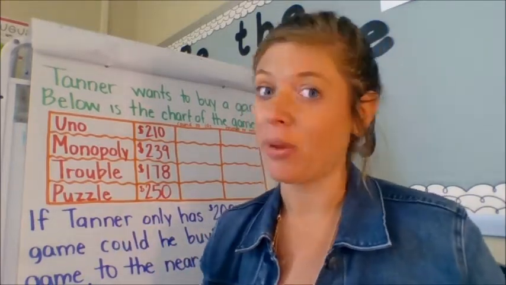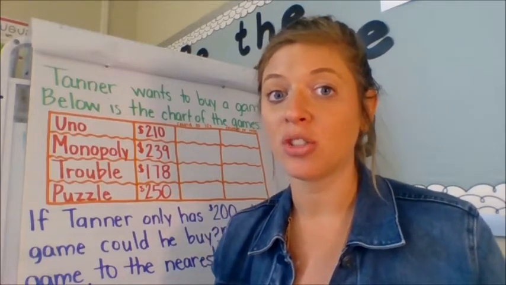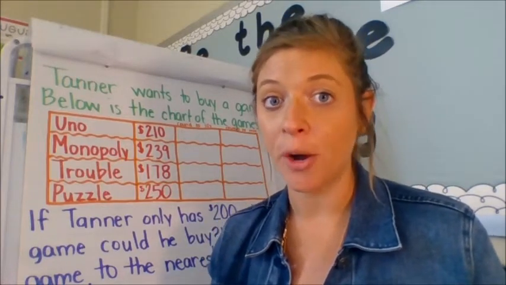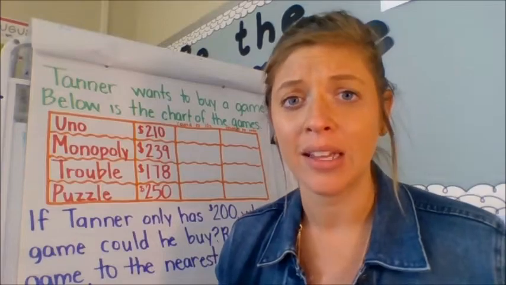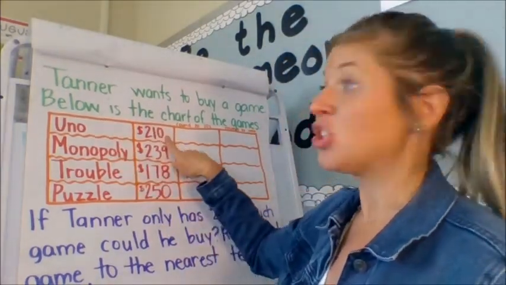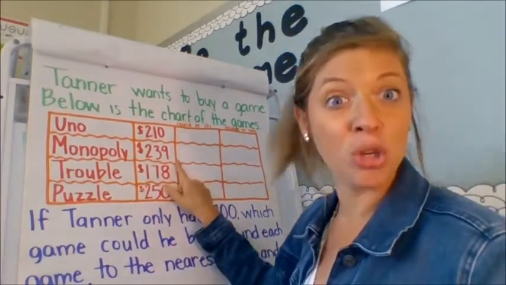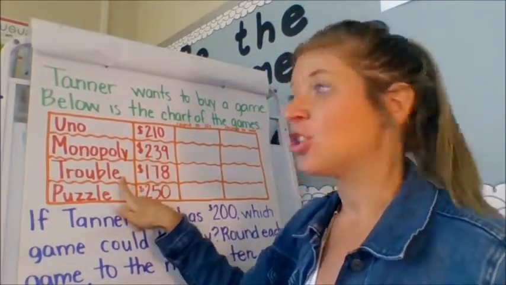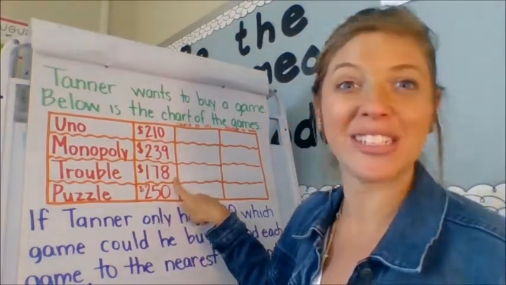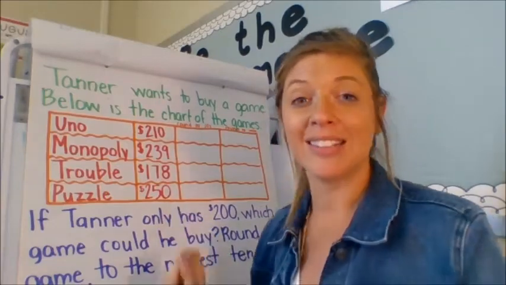We're going to help him out. He only has $200 to spend. So let's see how much each game costs. Uno costs $210. Monopoly costs $239. Treble is $178, and a puzzle is $250.